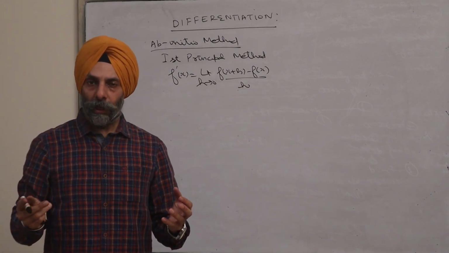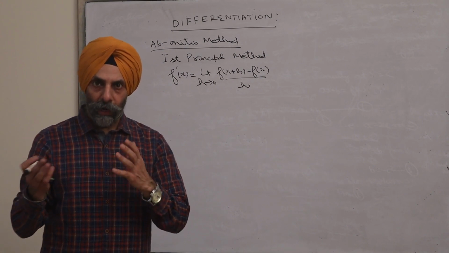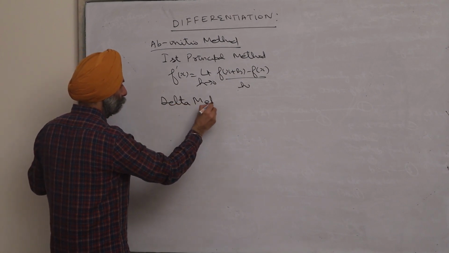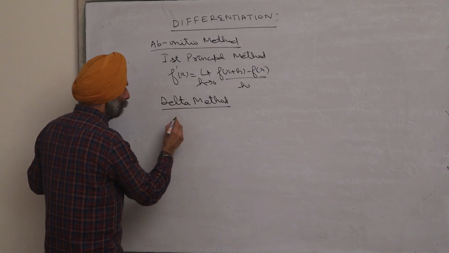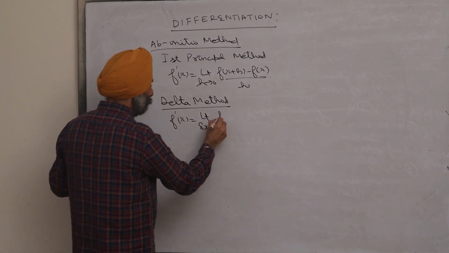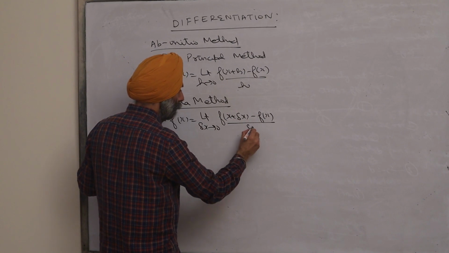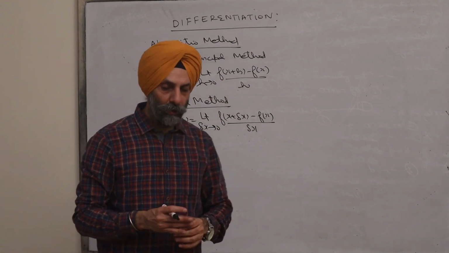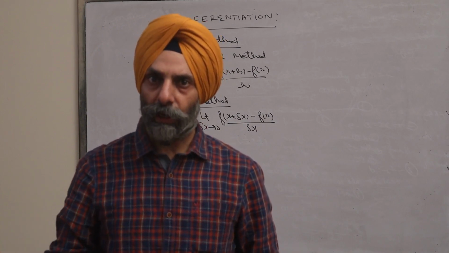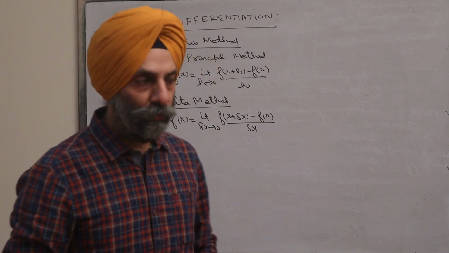Sometimes it is also asked that differentiate by the delta method. So what is delta method? That is f dash x is equal to limit delta x approaches to 0 f of x plus delta x minus f of x upon delta x. So nothing much of the difference between second and third, but if it is being asked to differentiate by the delta method, do it this way, as by the first principle or by the ab initio method.